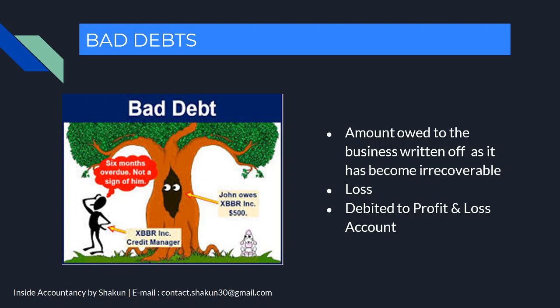For example, if a person is unable to pay his debts, he becomes insolvent. Let's say he had to pay 1,000 rupees to the firm. Out of that, he was only able to pay 400 rupees to the firm.